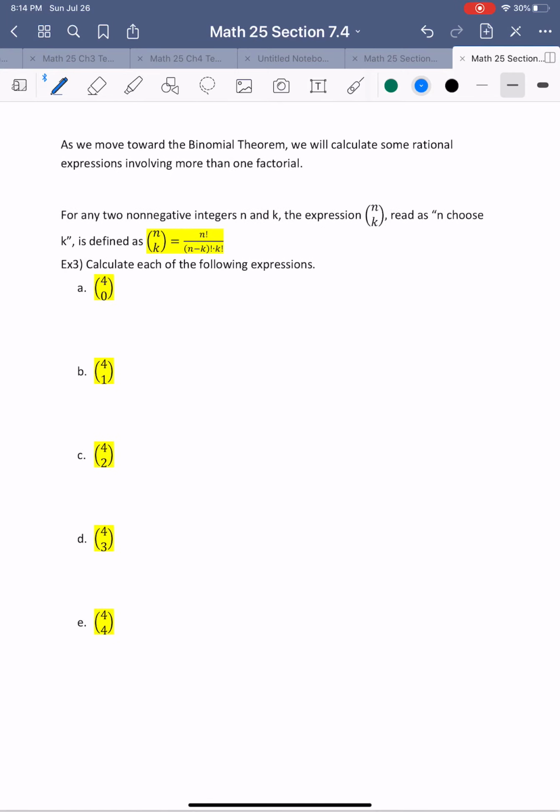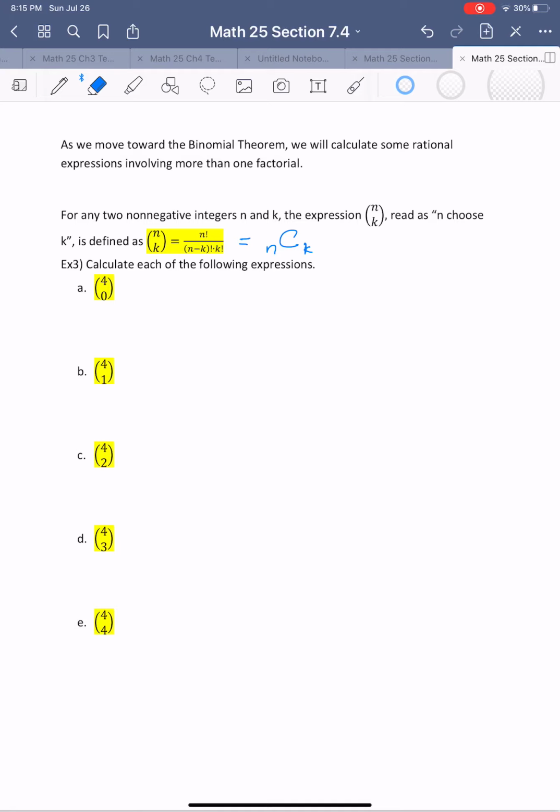Okay, so as we move toward the binomial theorem, we will calculate some rational expressions involving more than one factorial. For any two non-negative integers n and k, the expression n choose k is defined as n factorial over k factorial times (n minus k) factorial. This is the same as a combination, nCr, where r is k. So calculate each of the following.